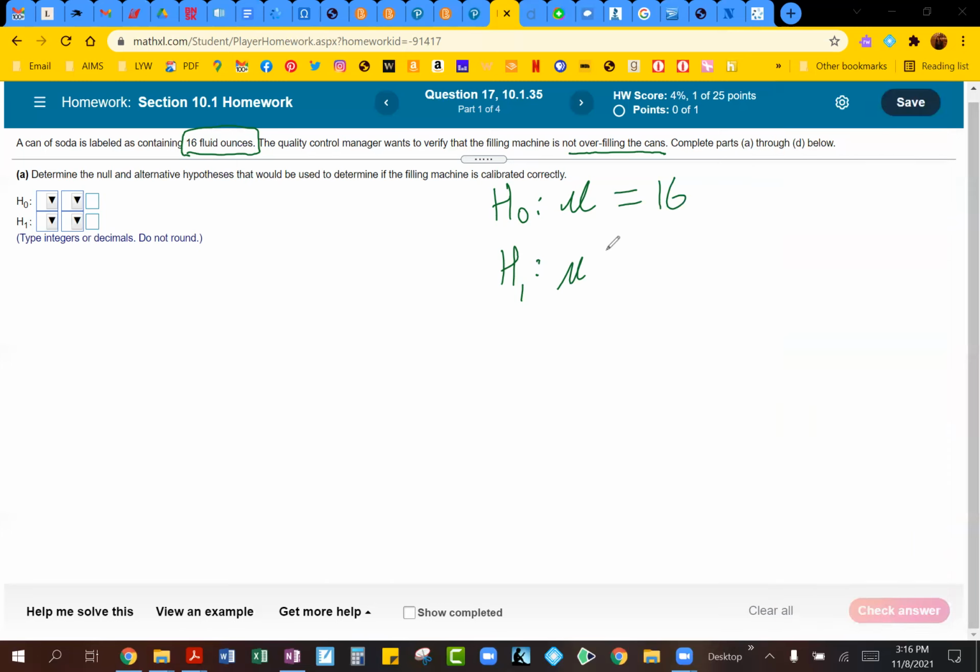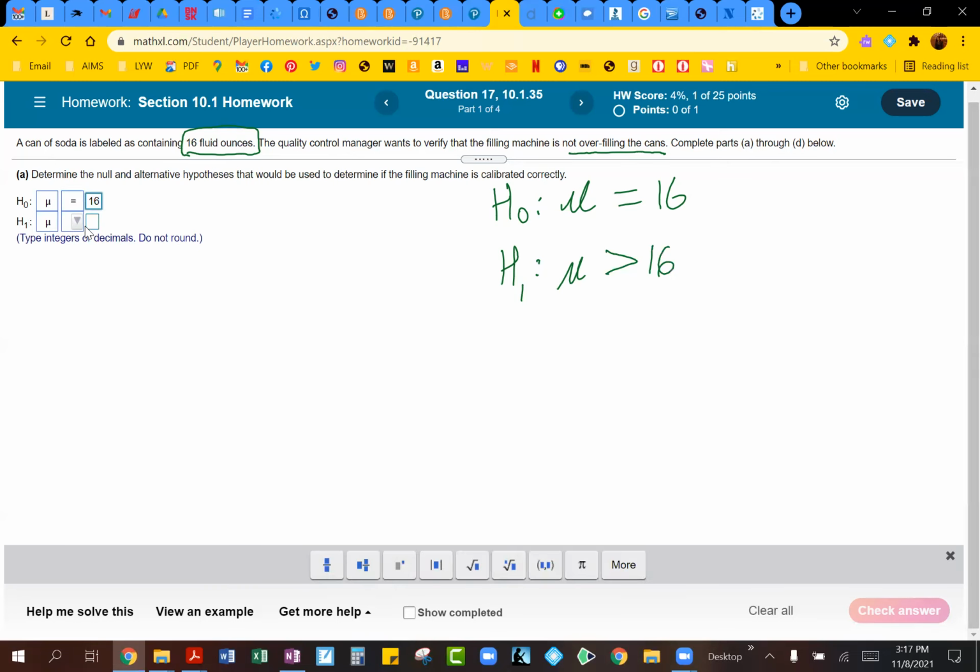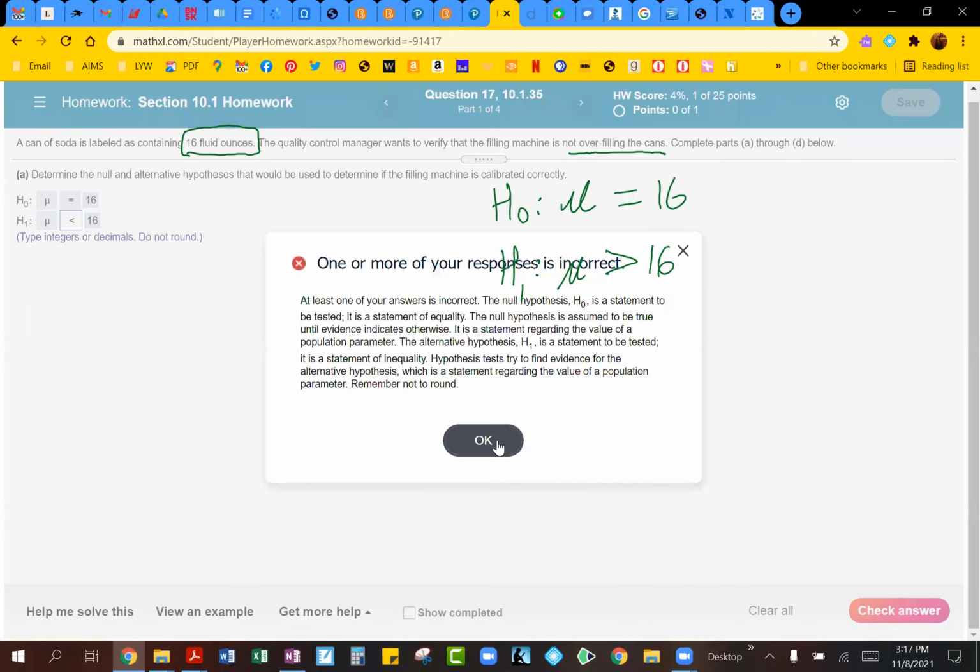Yeah, so since they're talking about not overfilling, I'm kind of thinking not overfilling means we don't want it to be greater than 16. But let's put it to the test, because I'm with Dennis on this one, but we could be wrong. So obviously the first one is going to be equal to, and that is 16 fluid ounces. And since the majority of you said less than 16, I'm going to try that out first. So we don't want the cans overfilling.